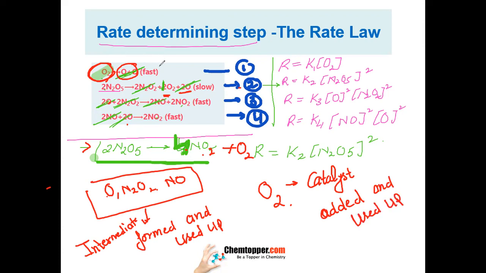So O2 is added in step 1. You can see here, I'm adding O2 and then it is used up and then regenerated. So you can write down like this. A catalyst is added and regenerated, reformed. First added and then reformed. See the difference? Intermediate, formed first and then used up. Catalyst added first and then reformed. So O2 is added, it's reacted, it's used up, but then it is regenerated in another step.